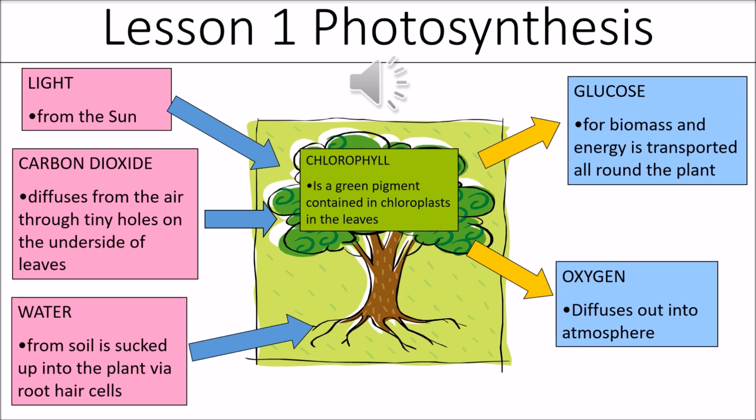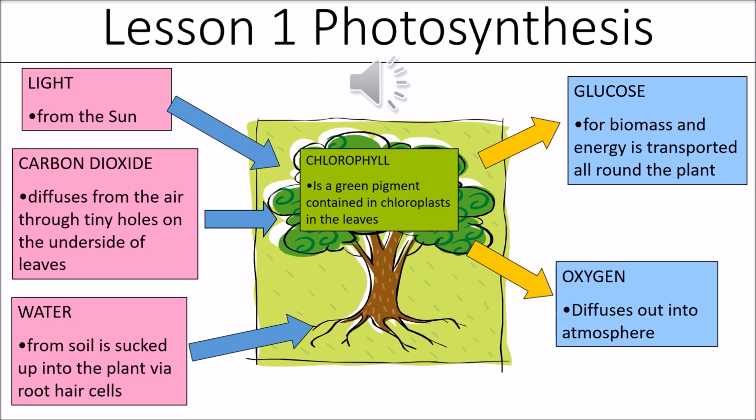So you probably came up with some of these ideas. Photo means light and synthesis means to make something. So photosynthesis means to make something from light. A plant needs light, it needs sunlight, we all know that. It also needs a gas called carbon dioxide. This will diffuse into the plant via tiny little holes underneath the bottom of the leaf. And you all know that plants need water.